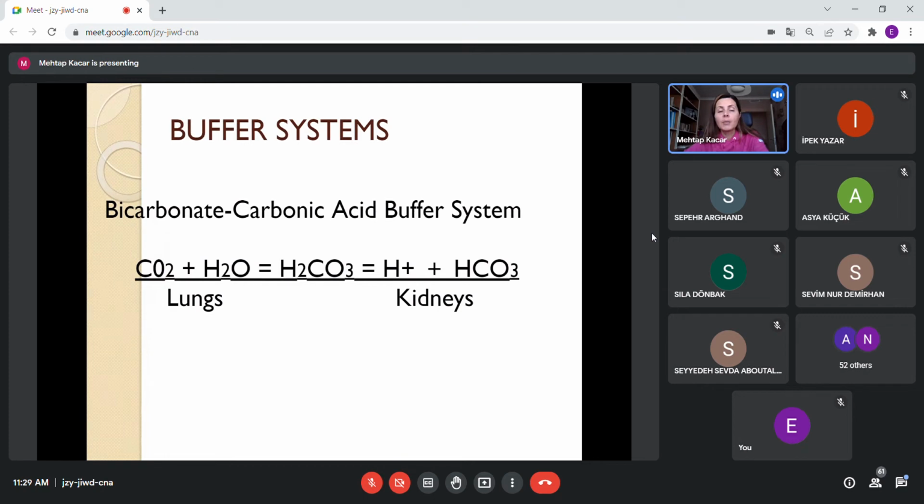And you can see the bicarbonate carbonic acid buffer system. In lungs, carbon dioxide and water enter a reaction and we produce carbonic acid. And later in kidneys, carbonic acid, a weak acid, dissociates into hydrogen ion and bicarbonate. We excrete hydrogen ion and we reabsorb bicarbonate ion.